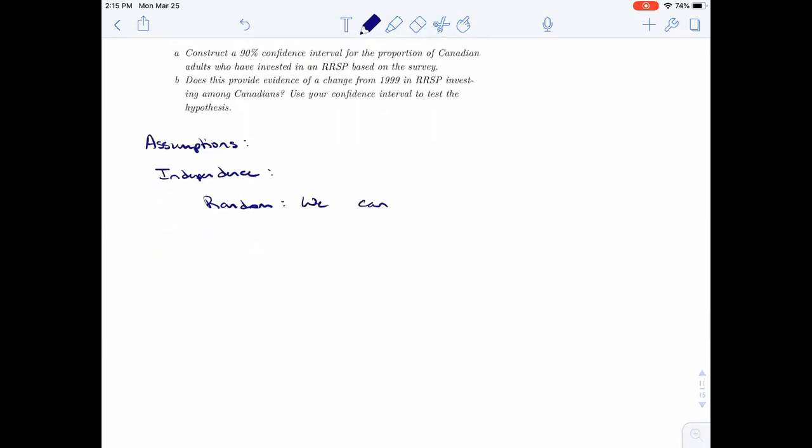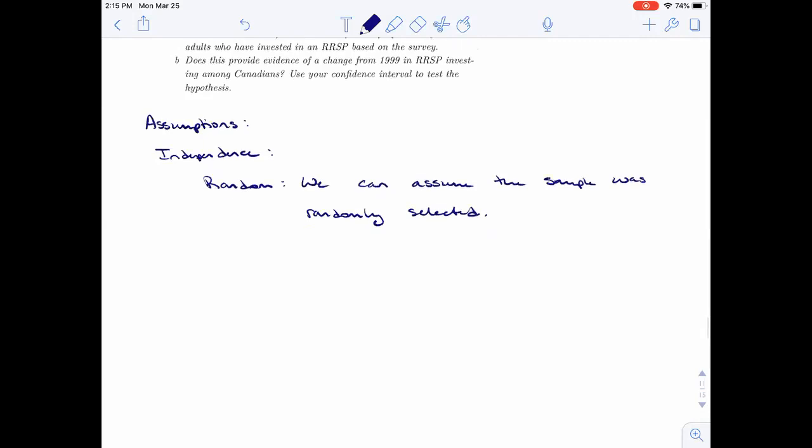We can assume the sample was randomly selected. If it said in the question, which it might, that they collected a random sample of size whatever, then you can just say the sample was randomly selected. Moving on. So the first part is, do we have a random sample?